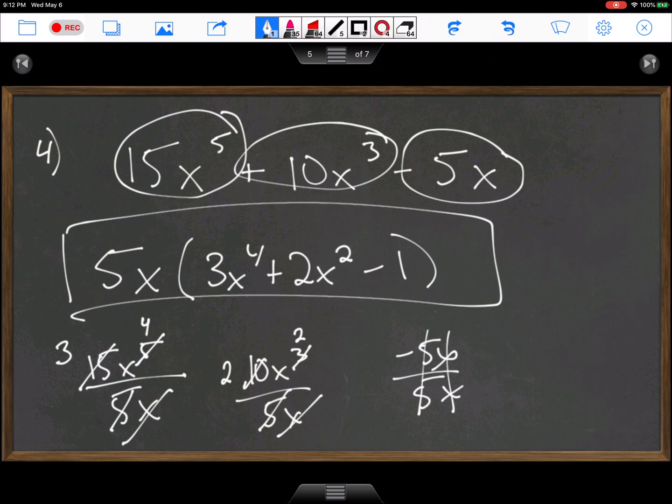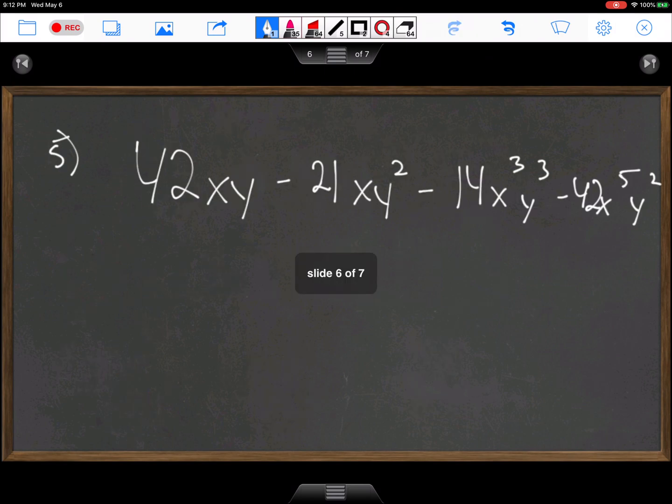All right, the last one looks crazy, but just stay with me. Let's lean on what we know. Let's lean on the principles, okay? So I look at my coefficients. I hope you're all seeing that 7, that factor of 7 pop. And then let's look at the x's.